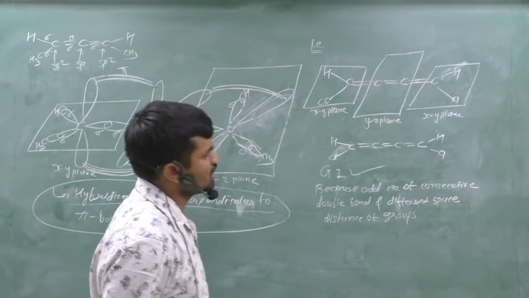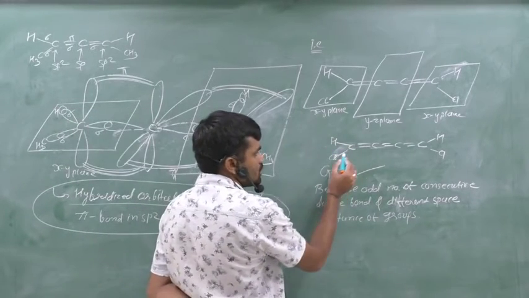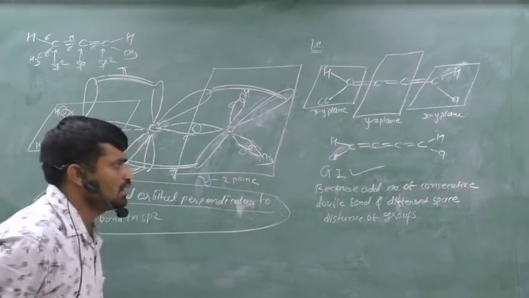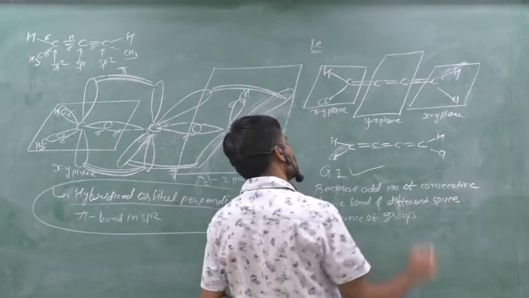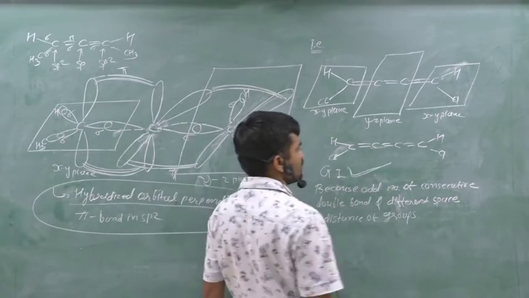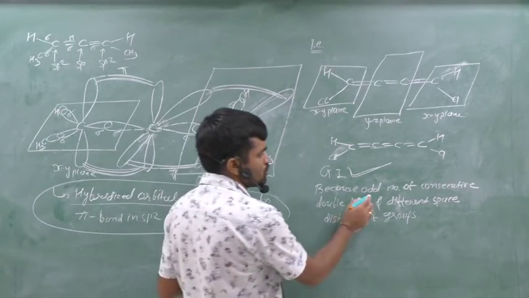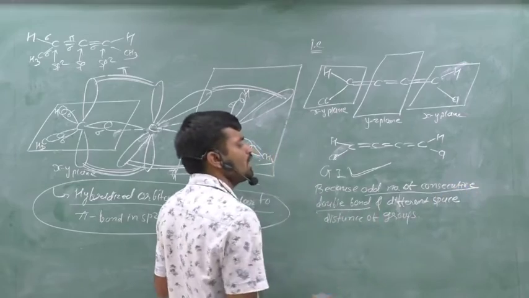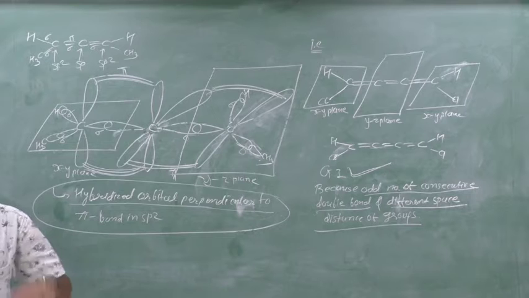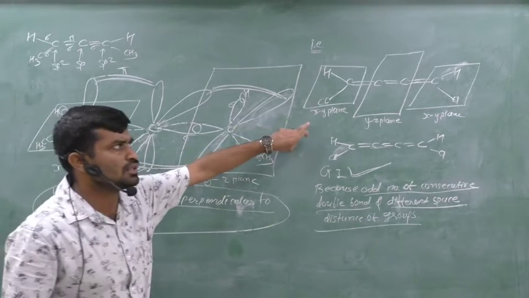HCCl=C=C=CHCl. Yes, it is an allene, and there are 1, 2 and 3 consecutive double bonds, which is an odd number. Therefore we can say that it shows geometrical isomerism. What is the reason? Because of the odd number of consecutive double bonds, and the second reason is the different spatial distance of the groups, which we can show here.